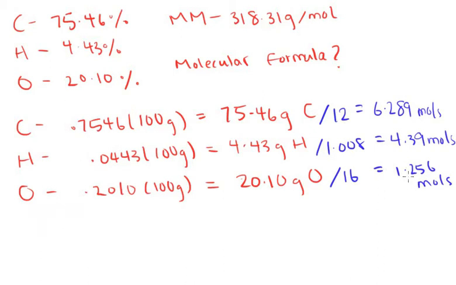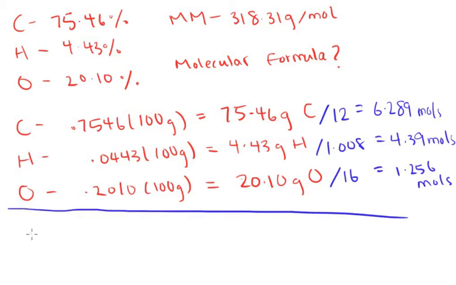So what we do now is find the lowest number of moles. In this case, that's oxygen, with 1.256. And then we divide 6.289, 4.39, and 1.256 by this number. So 6.289 divided by 1.256 gets 5.007 moles of carbon.